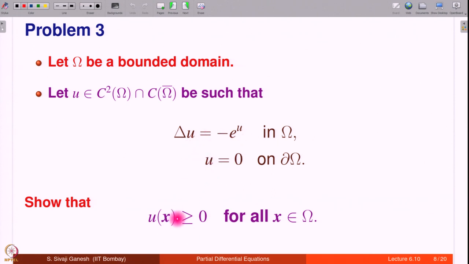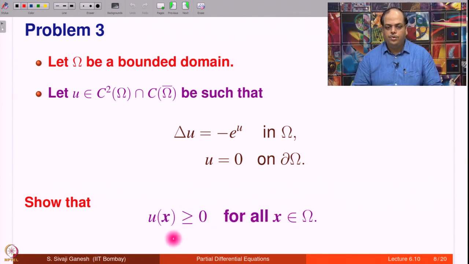So we start thinking the other way. Suppose this is not true, u of x is greater than or equal to 0 is not true. It means at some point in omega, u is less than 0. In particular, it means the minimum is going to be a negative number. But here, if you see, u is 0 on the boundary. Therefore, minimum of u on omega closure is attained at a point in omega. At points of minimum, what is the Laplacian? Laplacian u has to be greater than or equal to 0. But by this equation, Laplacian u is always less than 0. Therefore, it cannot happen that u is less than 0 at some point. In other words, u is always greater than or equal to 0.